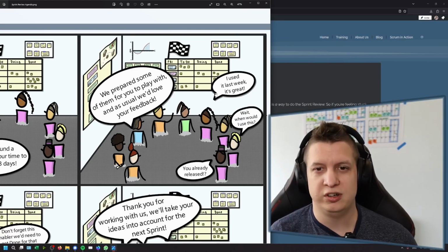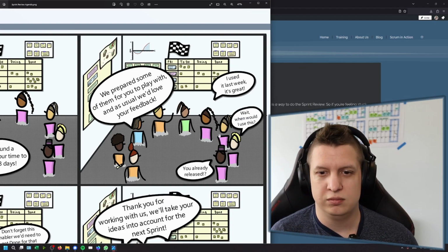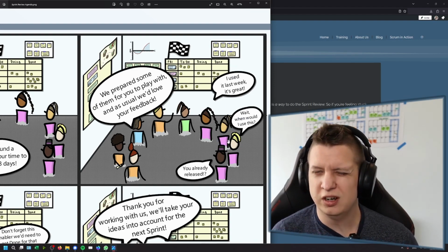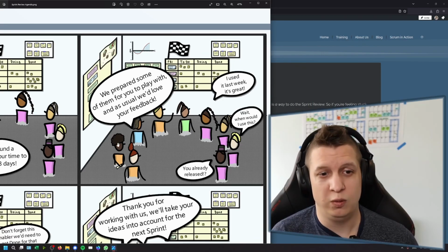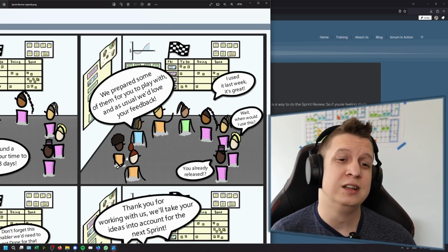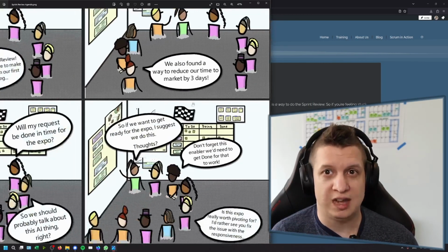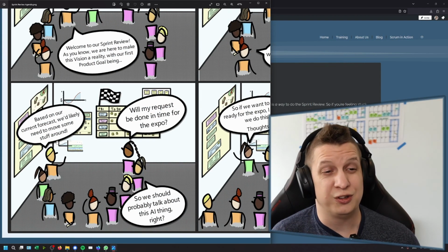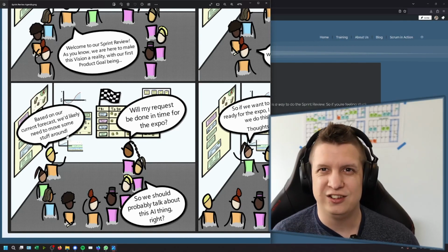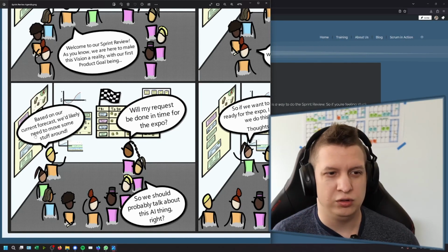And we've got the stakeholders here saying, hey, I used it a lot this week. It's great. Another one saying, wait, when would I use this? You know, I don't understand how this is valuable. I don't understand the use case for this product, actually. And another one might be surprised that we've already released something. So we've actually spoken about real live data about post-release stats, right? And based on our current forecast, we would likely need to move some stuff around in order to get to where we want to go, right?